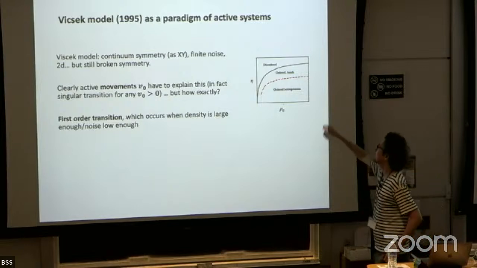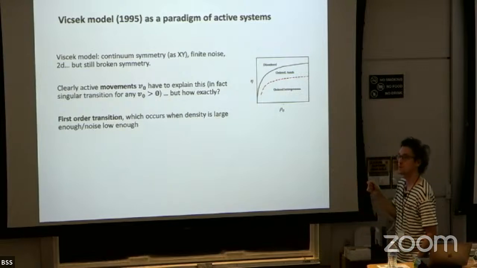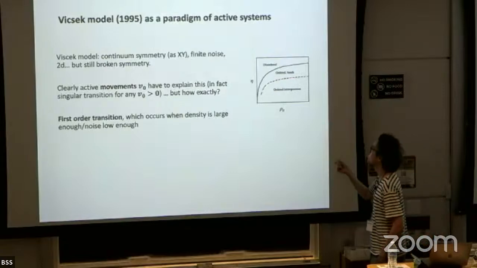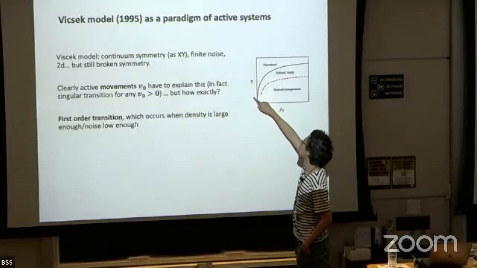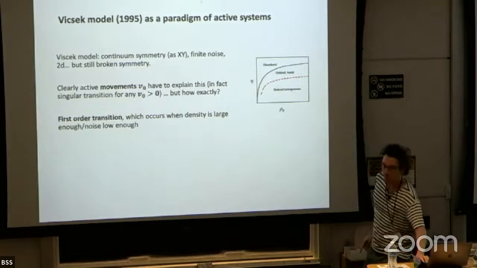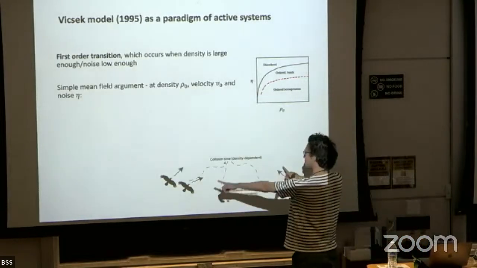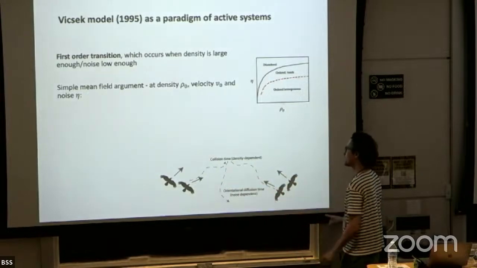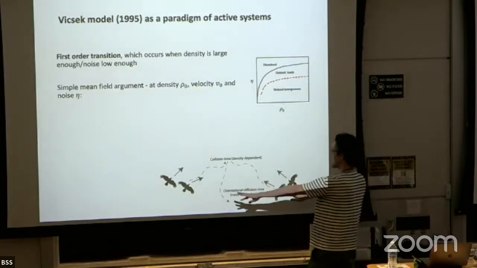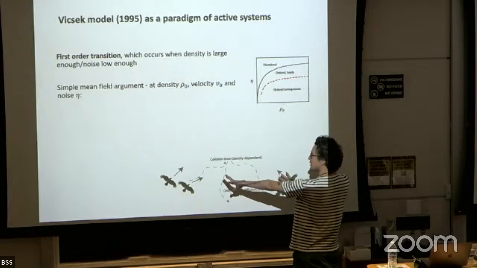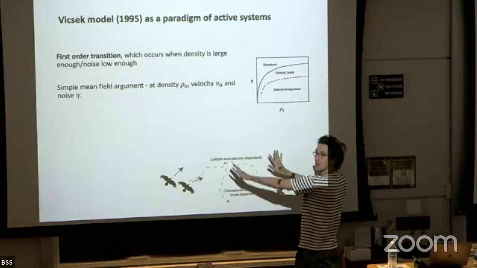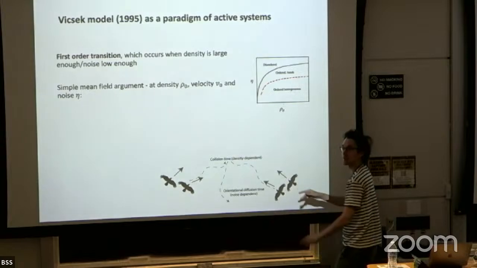You can rationalize this in a very simple manner through a very simple mean field argument, which is good for low density. The point is, if you think about birds, for instance, that move, let's say you have two clusters and they move in different directions. The question is, do they tend to align with each other or do they tend to lose directionality?